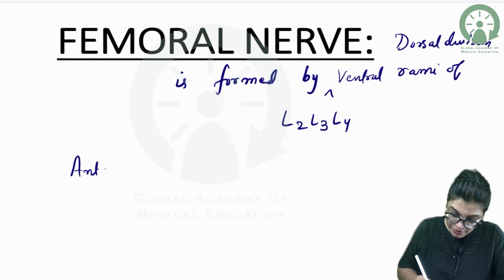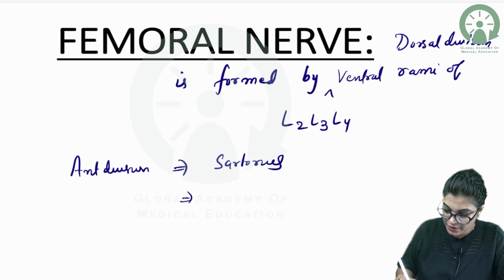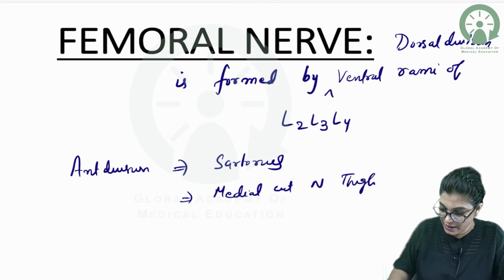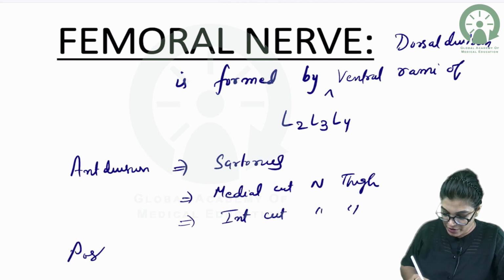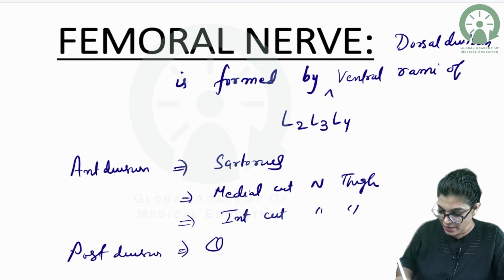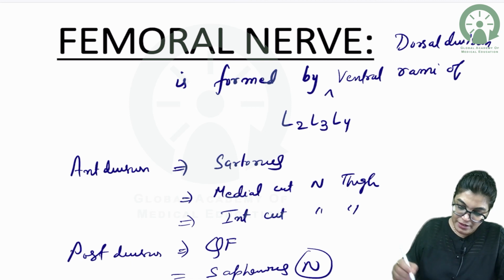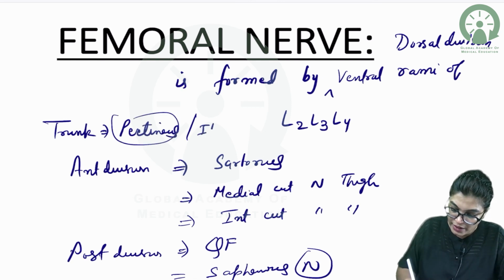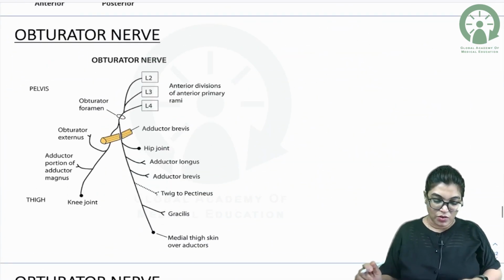Femoral nerve anterior division supplies one muscle, that is sartorius muscle, and gives two cutaneous branches, that is medial cutaneous nerve of thigh and intermediate cutaneous nerve of thigh. The posterior division is giving innervation to quadriceps femoris muscle and saphenous nerve. From the trunk of femoral nerve, it is giving innervation to pectineus muscle and also to iliacus muscle. So in short, what we have seen, we have written here. Now talking about obturator nerve.